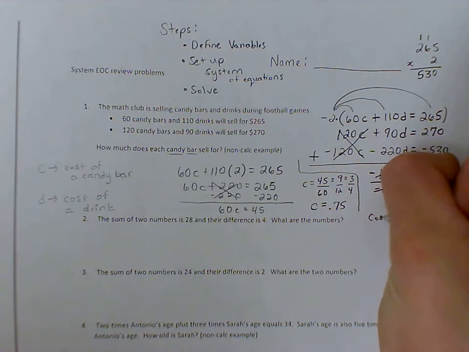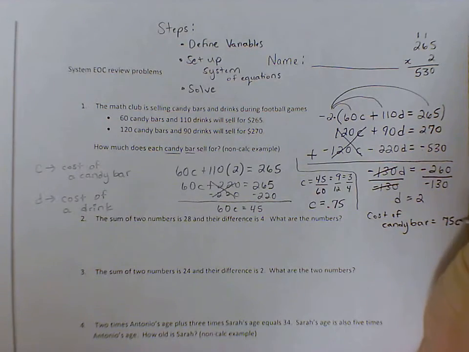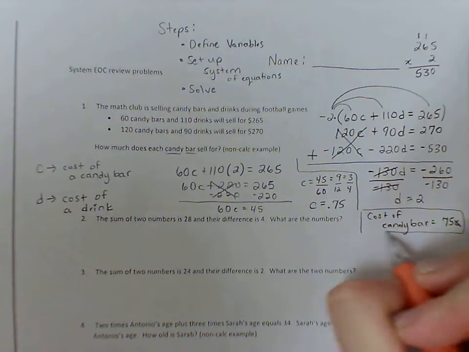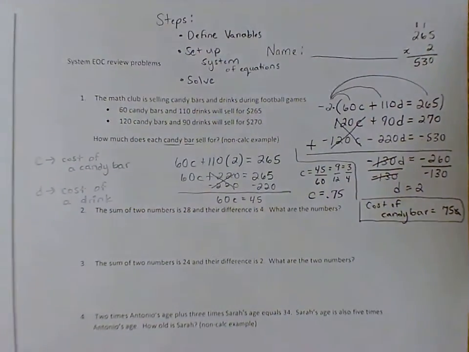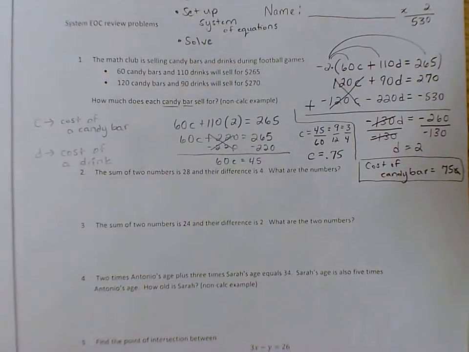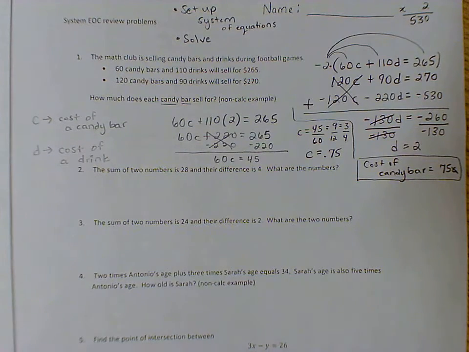So the cost of a candy bar is 75 cents. So there you go. Make sure you actually write down a little side sentence saying what that number means. All right, the next one. This one is one that we've touched on, but in a different way. This time you're actually setting up systems, all right?